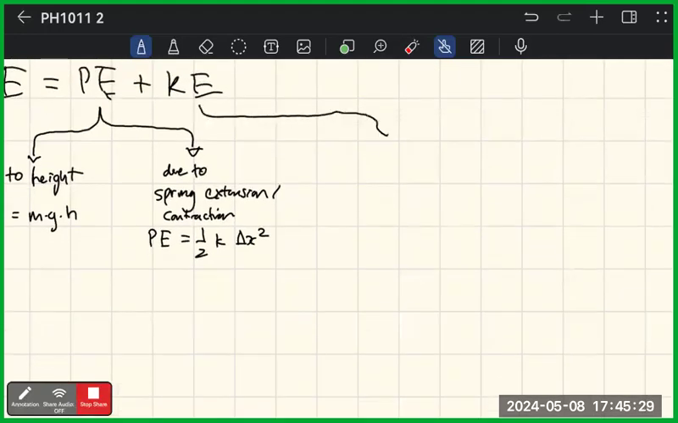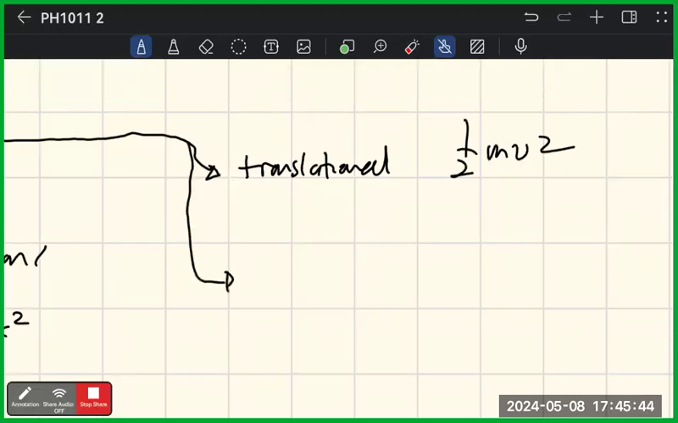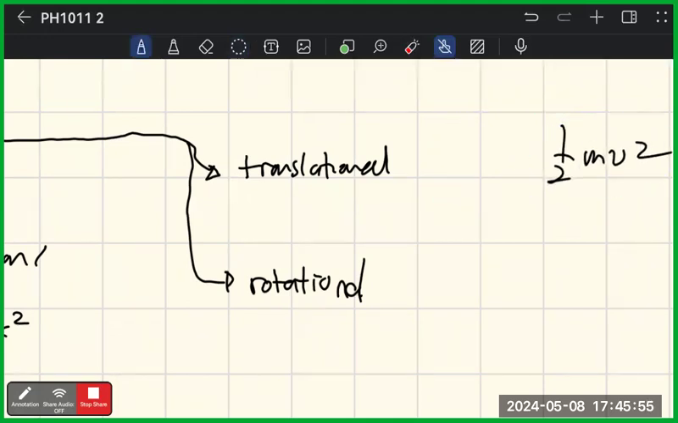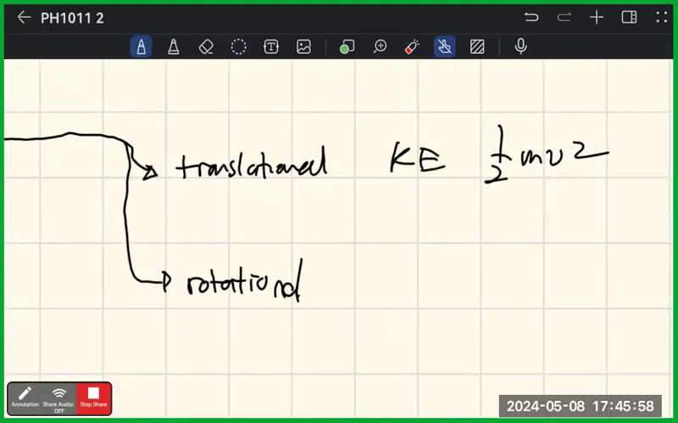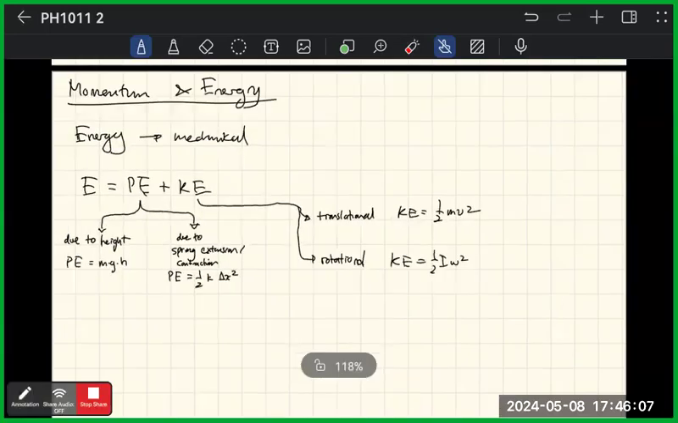And the kinetic energy can be two kinds also. It can be translational, which is half mv squared, and it can be rotational. But we'll not touch on rotational kinetic energy for now because, as I said, I haven't explained the moment of inertia, so we'll touch on that later. But I'll just write down the equation, half I omega squared. Okay, and I think that's it for the energy.